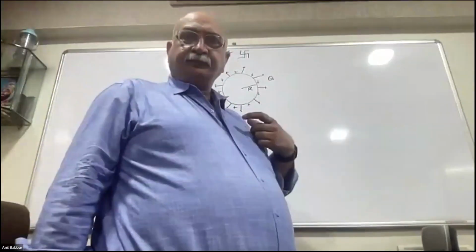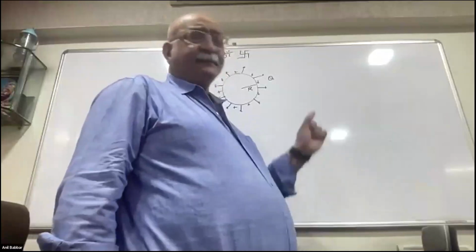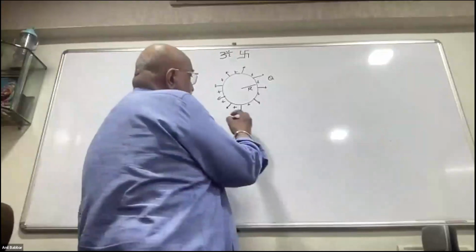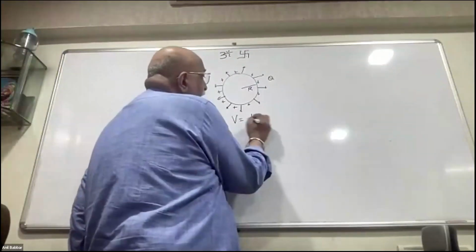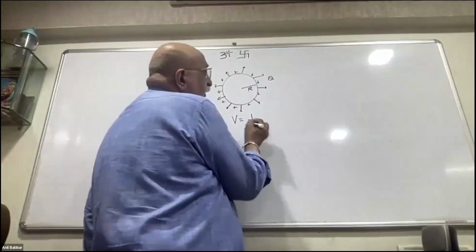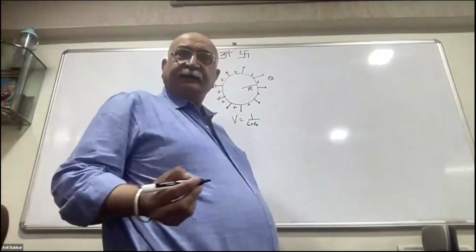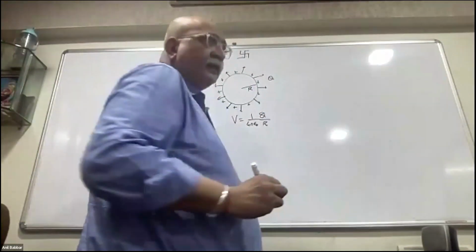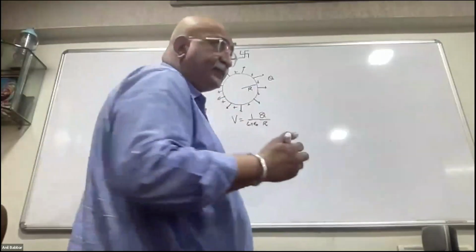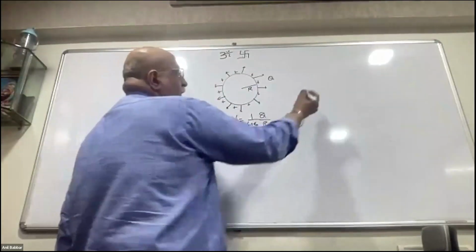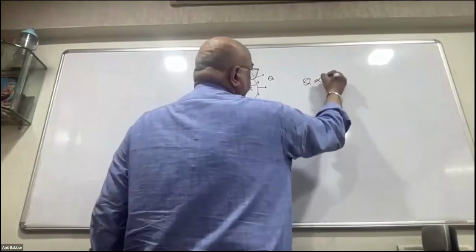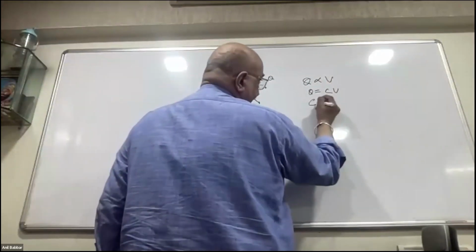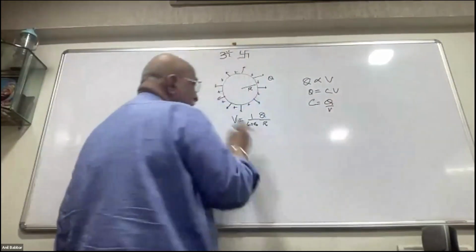Fine. And now the potential at any point on the surface of this sphere is given by V equal to 1 by 4 pi epsilon naught, Q by R, is the formula for that. So potential is Q upon R. Right? And capacitance, we have charge directly proportional to potential, or charge is equal to CV, where C is the capacitance, and C is equal to Q by V.